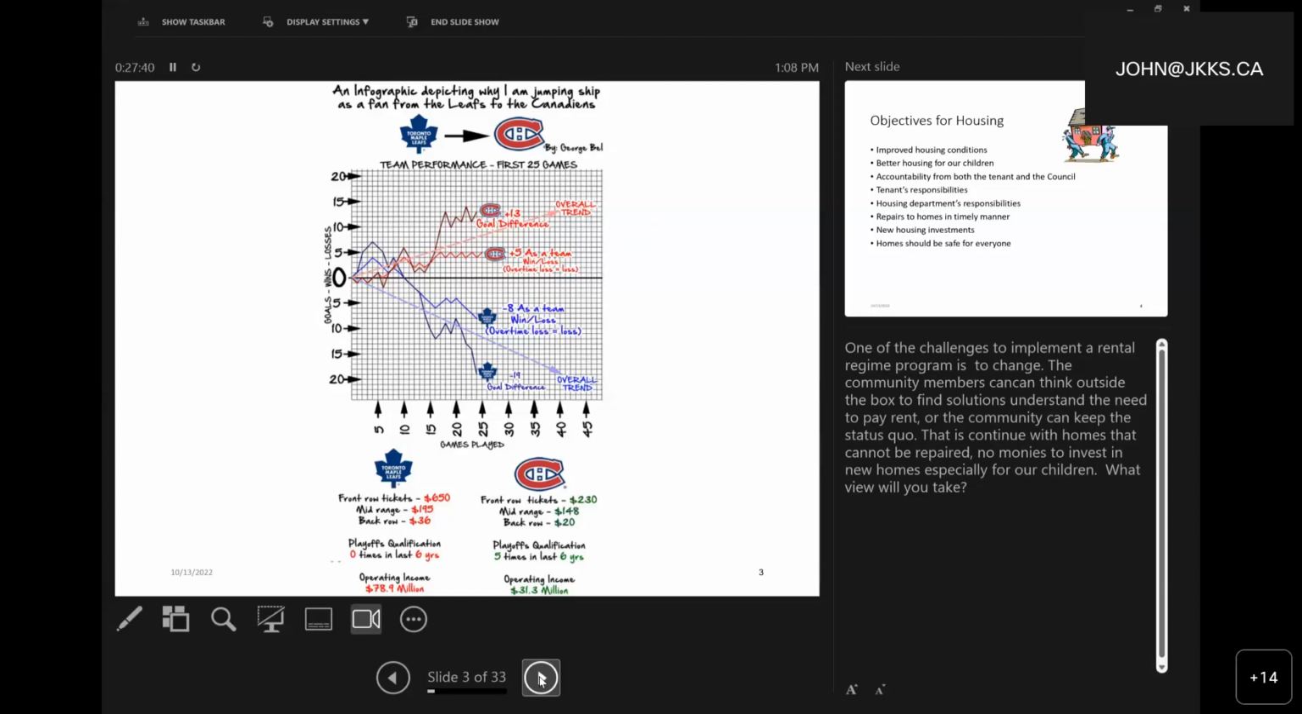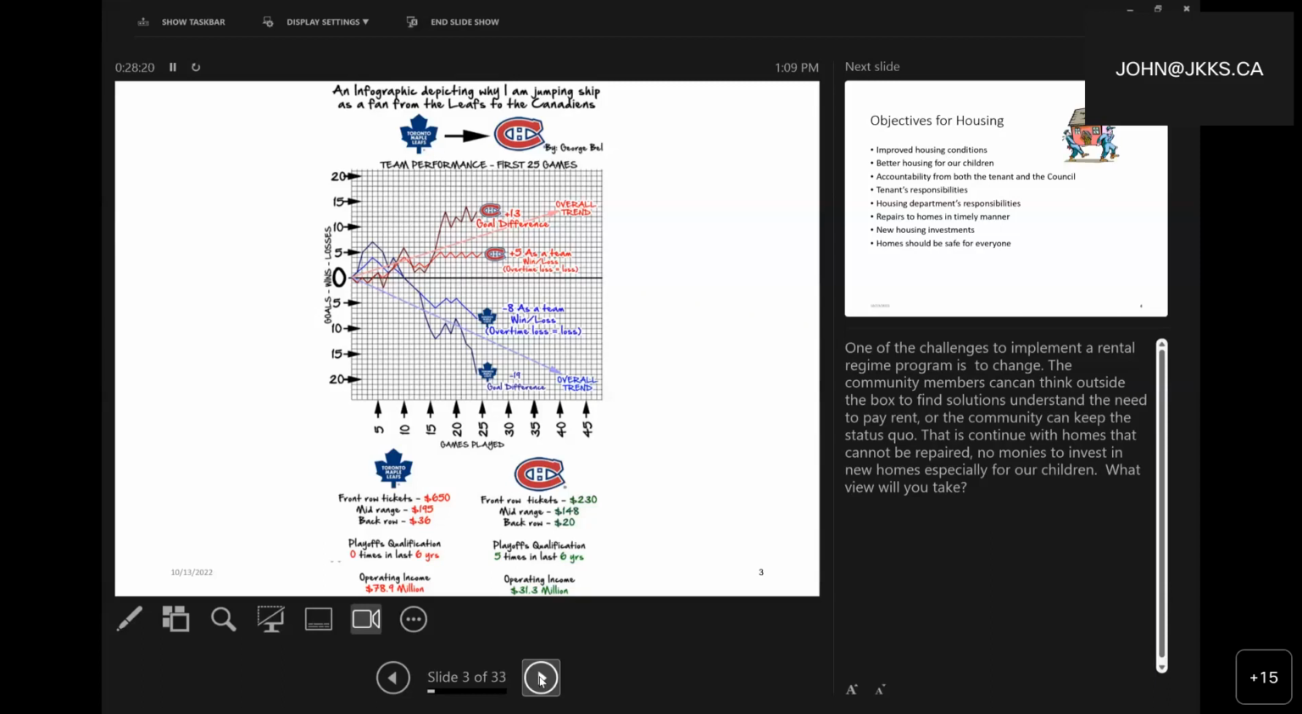But this graphic is quite comical in the sense of here's this fellow, and why he jumped from being a Leaf fan to a Canadiens fan. He goes through a bunch of numbers, right? He looks at team performances, and you can see how the Canadiens have a better goal differential and trends. He also looks at other numbers: the cost for a ticket, playoff qualifications, and operating budgets. So he basically shows that he can now change from being a Leaf fan to a Canadiens fan based on the information that's given to us.